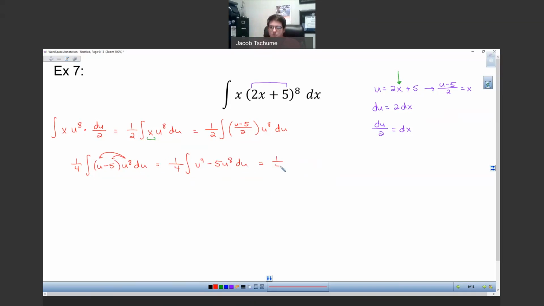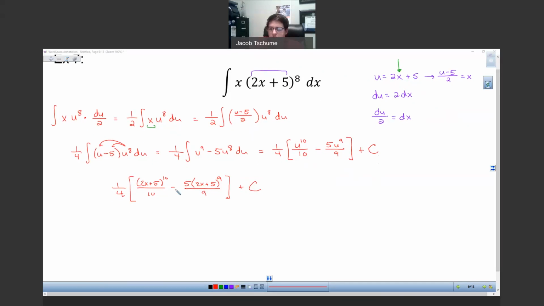So this would end up being 1/4 times, this is u to the 10th over 10 minus 5 u to the 9th over 9 plus c. Substitute your original u back in, and you will get 1/4 times (2x plus 5) to the 10th divided by 10 minus 5 times (2x plus 5) to the 9th over 9 plus c. And then if we distribute that 1/4 to both of these fractions, you can write your final answer as (2x plus 5) to the 10th over 40 minus 5 times (2x plus 5) to the 9th over 36 plus c.